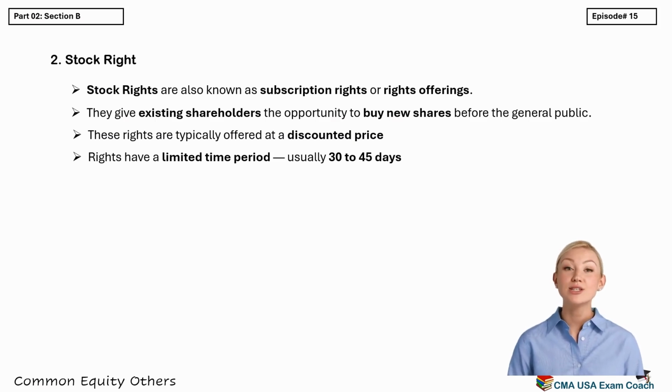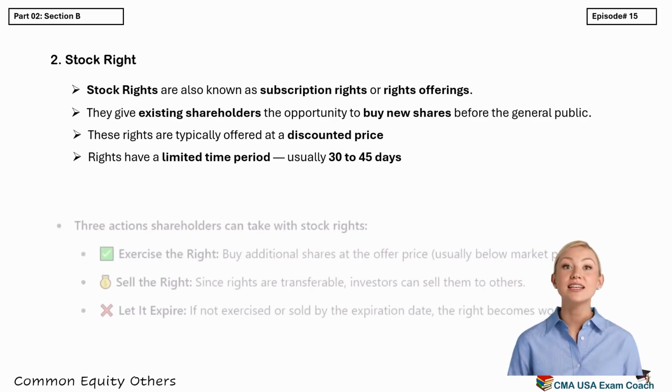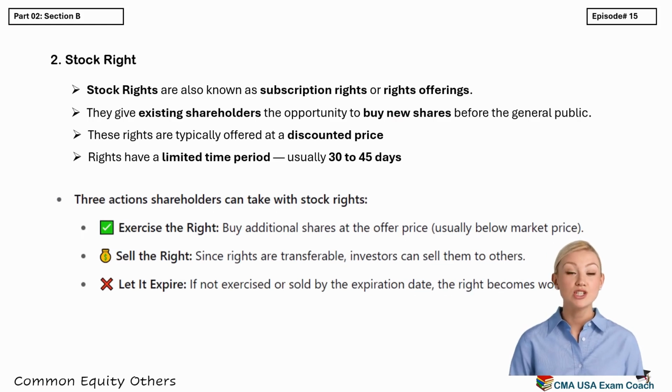Now, what can you do with these rights? There are typically 3 things an investor can do with a stock right. First, the investor can exercise the right. That means they can purchase the additional shares at the specified price, usually a price lower than the current market value. This helps them maintain their proportional ownership in the company.